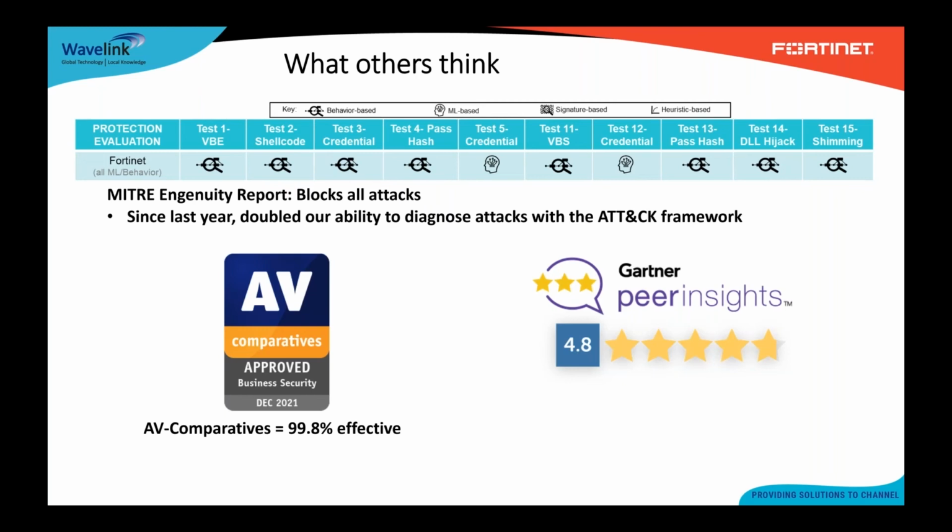There's a recent academic paper that's just been published as well, which we'll talk about. That has been independently verified as well. Very high marks: 4.8 out of 5 on Gartner Peer Insights, which is basically our customers just going there and leaving us reviews. And then we've got the A/B comparatives as well, giving us a 99.8% effectiveness. The next slide, Mark.